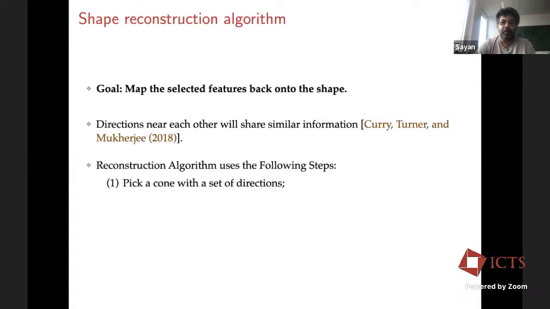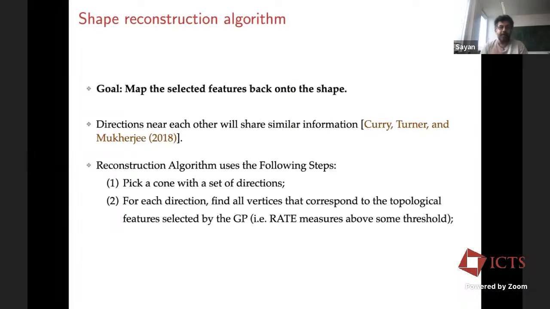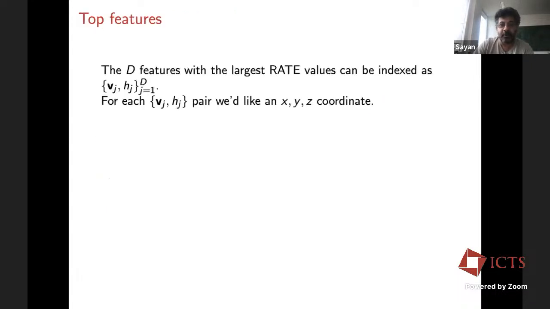So now the goal is, how do you map back? Okay. So the reconstruction algorithm says, pick a cone with a set of directions. For each direction, find all vertices that correspond to the direction and the distance that you're going in, selected by rate. And then you repeat this procedure over all cones.